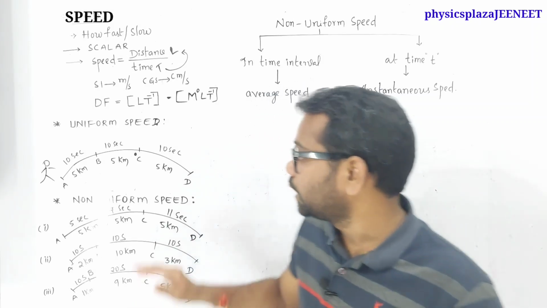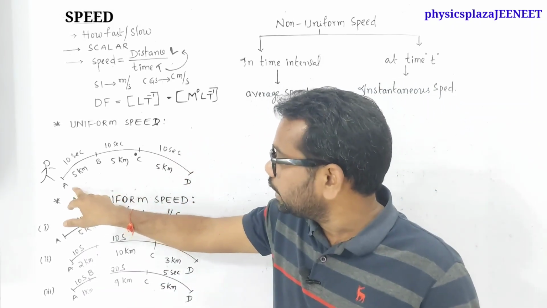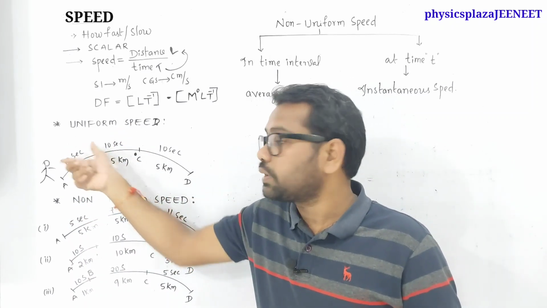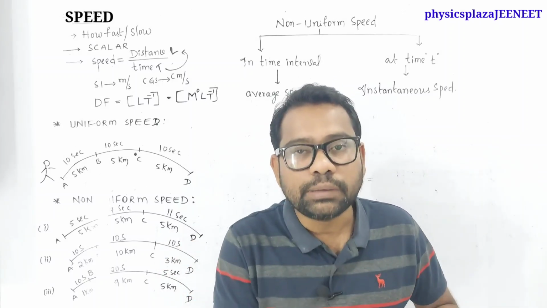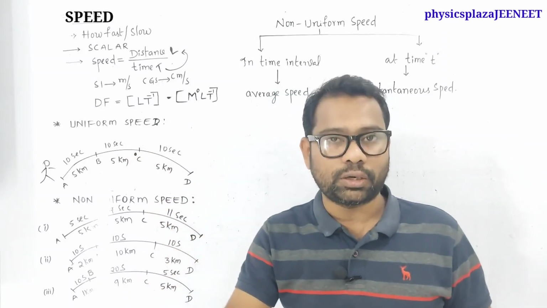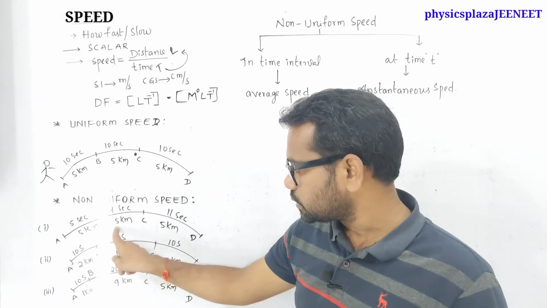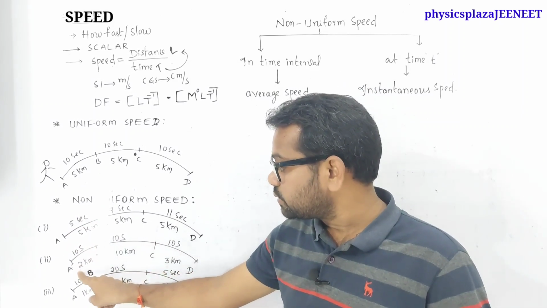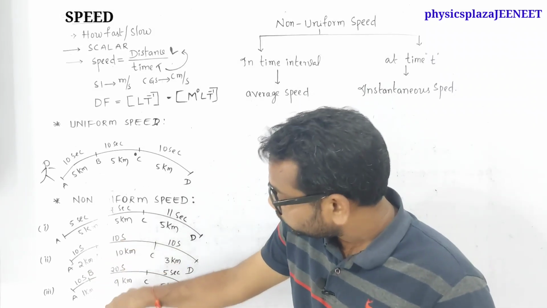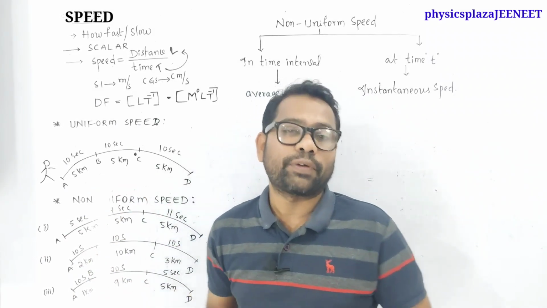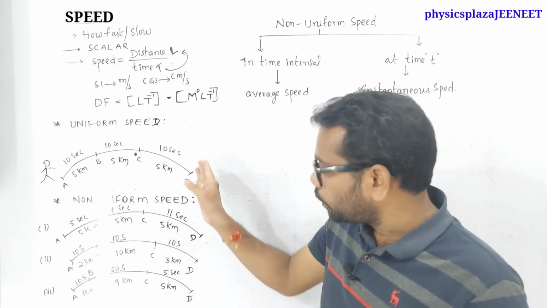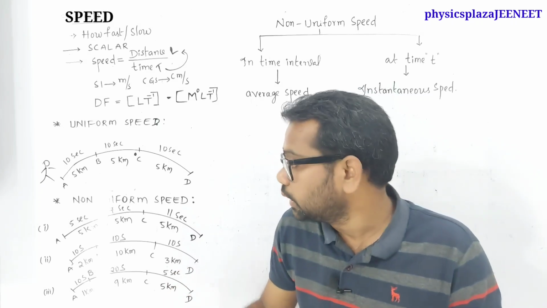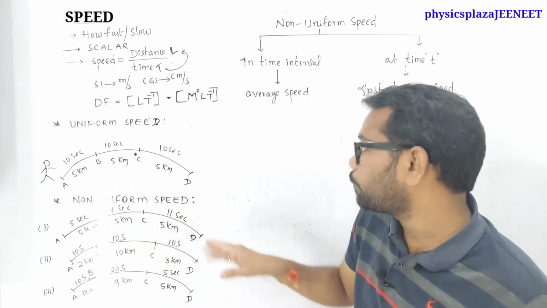Children, please try to understand. In uniform speed, the body is covering equal distances in equal intervals of time. Means the distance covered and the time intervals must be the same. Then only you can say that the body is going with a uniform speed. In the first case, distances are same, time intervals are different. In the second case, time interval is same but distances are different. In the third case, distances as well as time intervals are different. So in either of these situations, we can say that the particular body is going with a non-uniform speed.